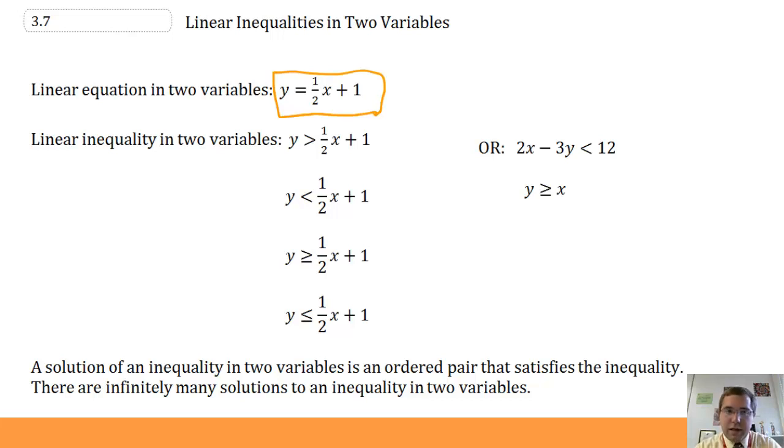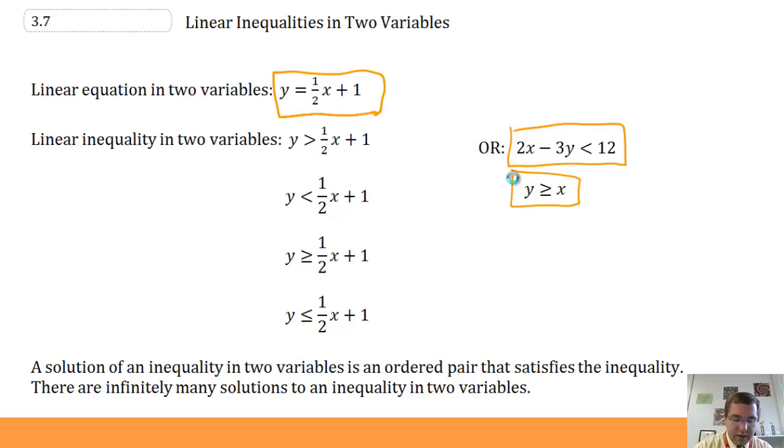Well, a linear inequality in two variables could look something like y is greater than 1/2 x plus 1. So instead of y being equal to 1/2 x plus 1, y might be greater than it, or less than, or greater than or equal to, or less than or equal to. It also could be a sentence of this form: 2x minus 3y is less than 12, which is still linear. That one just happens to be in standard form. Or it could be y is greater than or equal to x, which is actually slope-intercept form with a slope of 1 and a y-intercept of 0. So linear inequalities in two variables could take any of these forms.